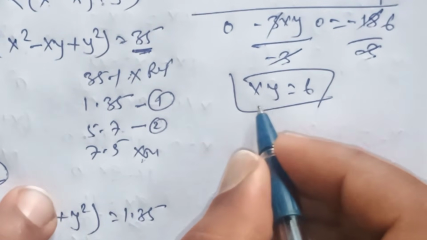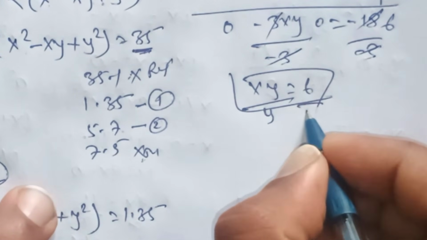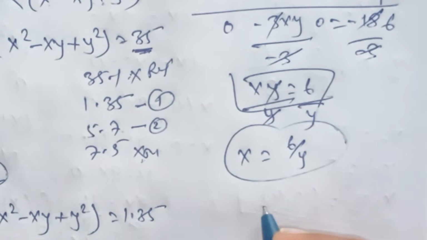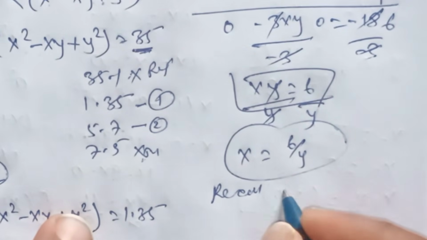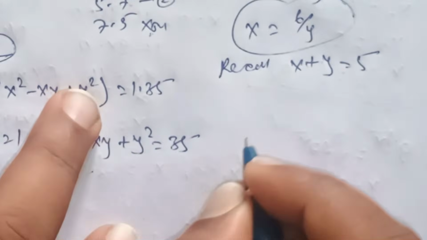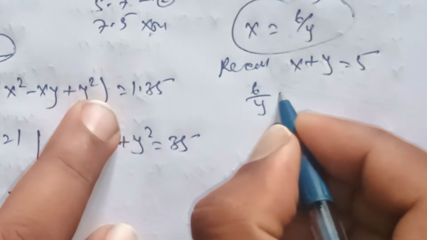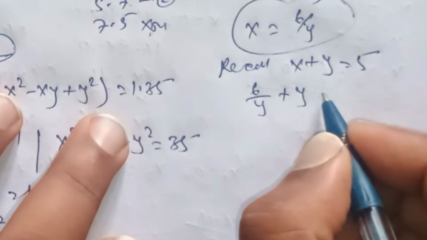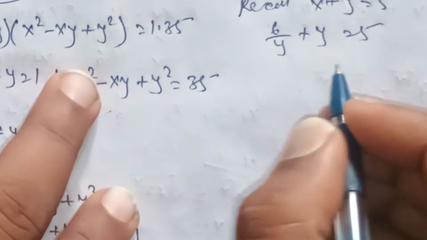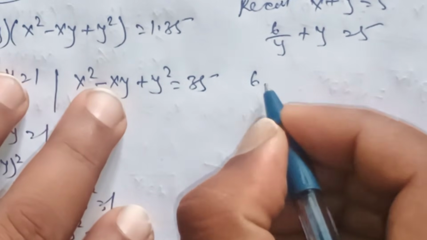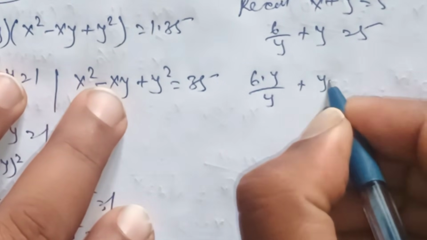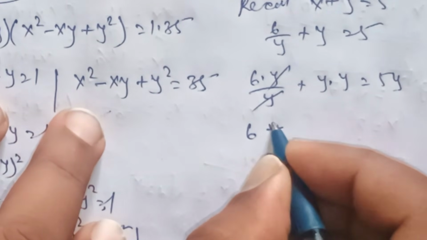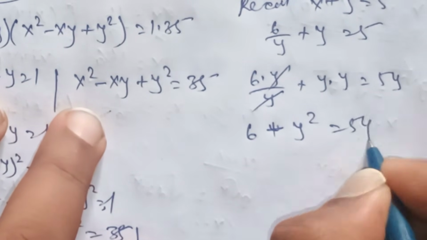Therefore, both sides divided by y. y cancels here. x = 6/y. Recall that x + y = 5. Here x is 6/y. So 6/y + y = 5. Therefore, multiply with y on both sides. 6y/y + y·y = 5y. Here cancel, left with 6 + y² = 5y.